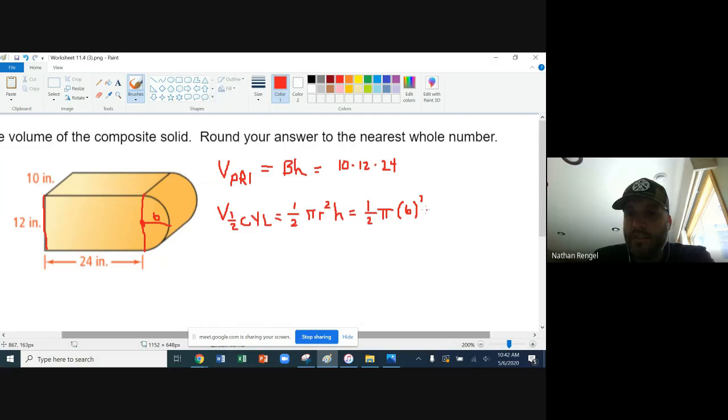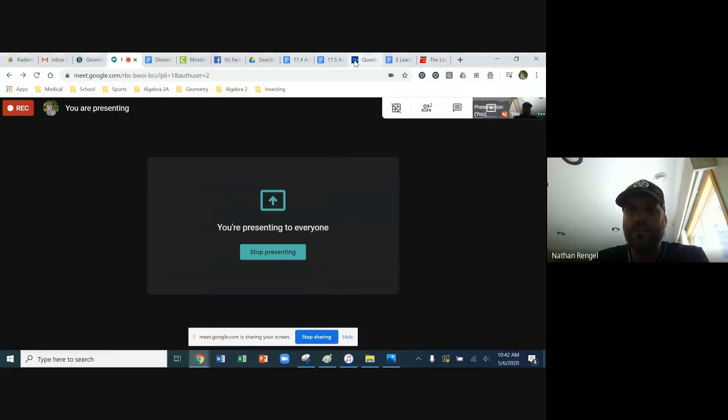Squared times the height of that cylinder. And the height of your cylinder, I'm just going to change colors here to green, is going to be that measurement, which is 10. So there's your height. Then we'll have to go and calculate both of these, and then we'll talk about what we do to find the total volume.